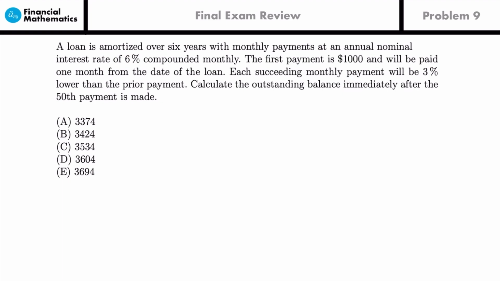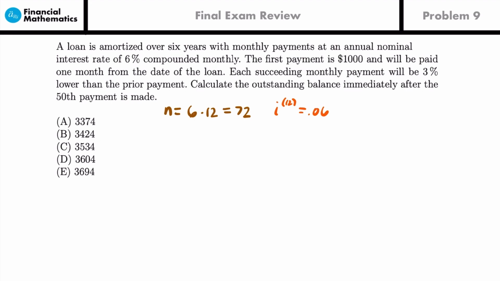So our value of n will be equal to 6 years times 12 months for each year, which gives us a total of 72 months or 72 payments that will be made to repay the loan. Then we're also told that the annual nominal interest rate is 6% compounded monthly. So that means that i compounded monthly is equal to 0.06.